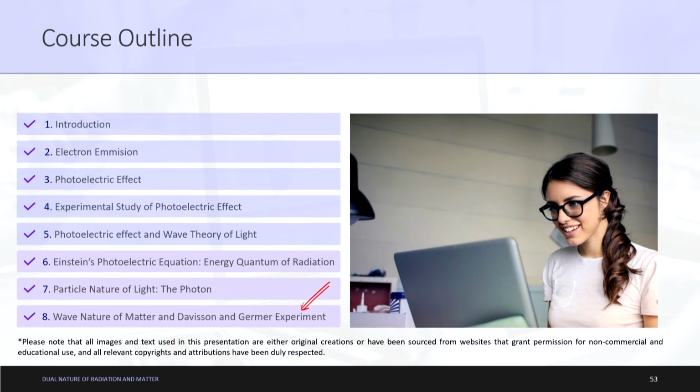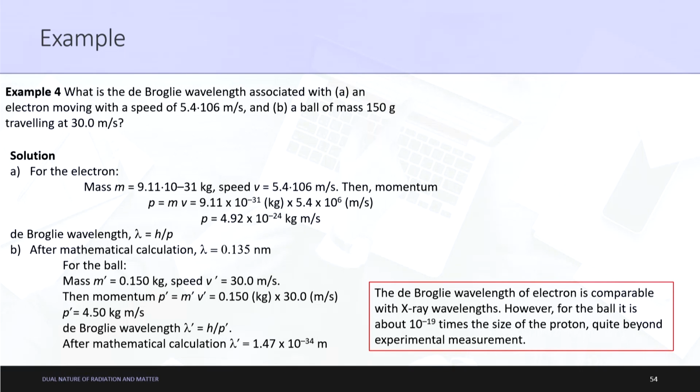Let's go on to the last example of the wave nature of matter, and then we can move on to the Davisson and Germer experiment. These were all already explained. This was based upon your de Broglie wavelength, that is, what happens when we try to calculate the de Broglie wavelength for the mass of an electron, which is very small, of the order of 10 to the power minus 31 kg, and what happens when we try to find the de Broglie wavelength for a ball of mass 150 grams. As you can see, the wavelengths calculated for both are very different on the basis of order of magnitude.